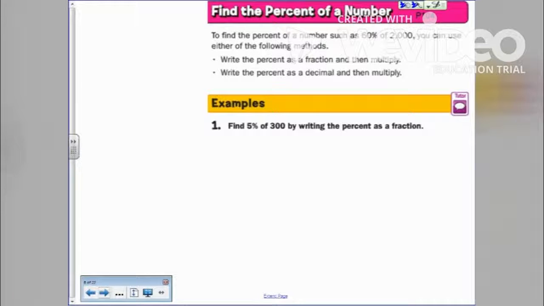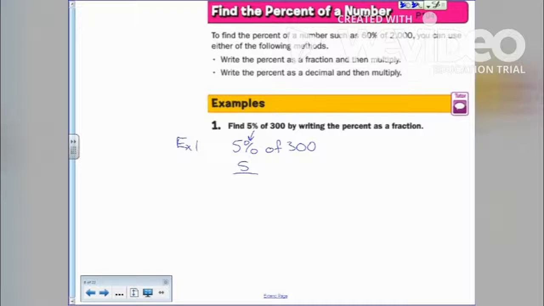It says find 5% of 300 by writing the percent as a fraction. First things first, when you write this example down, I would like you to write 5% of 300. This will give you what the problem is without writing out all of those words. And it says to do this as a fraction. So how do I change 5% into a fraction? Well, keep in mind that the word percent means divide by 100.